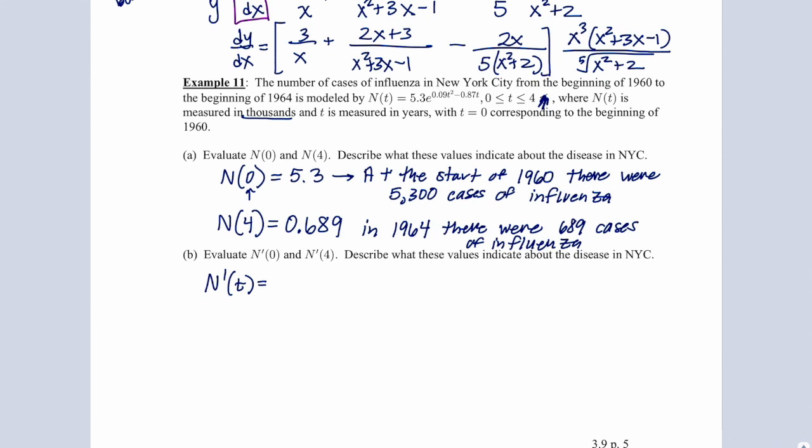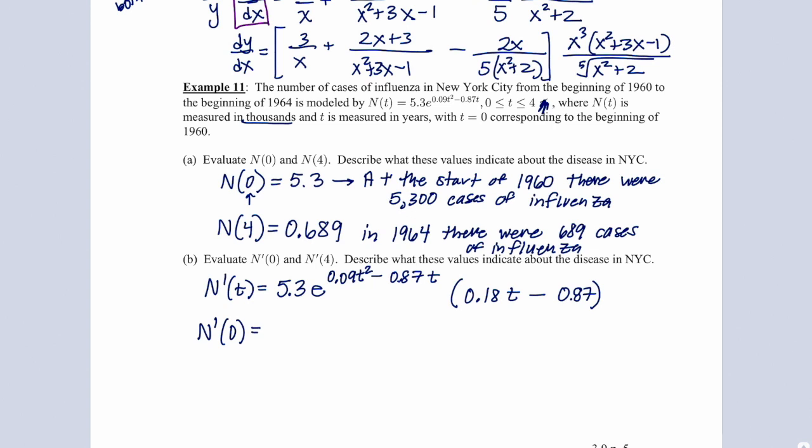That's an exponential function with a variable exponent that's not just t, it's a function of t. So we'll have 5.3, that constant multiple, and then e to this function just as it is, times the derivative of the exponent. And the derivative of the exponent would be 2 times 0.09, so that's 0.18 t, minus the derivative of 0.87 t, which would be 0.87. So that's the derivative at any value of t.